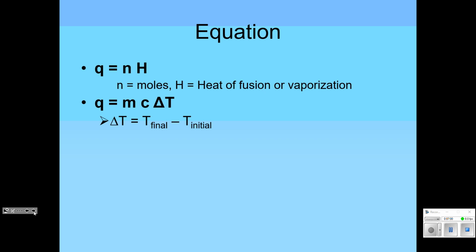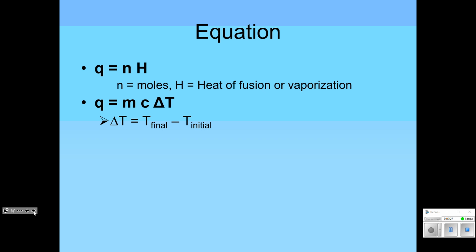Q equals n times H. Remember, n stands for your number of moles. This lowercase n is used on your equation sheet for the number of moles in a couple of different equations. H stands for the enthalpy, or the heat of fusion or heat of vaporization. And again, I'll go over the use of this on a practice problem on the next slide.